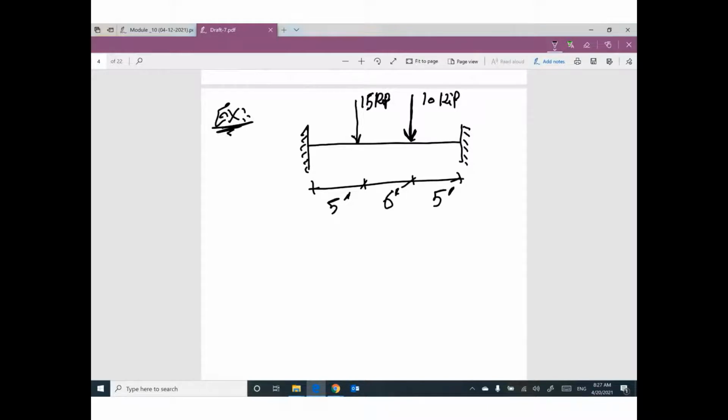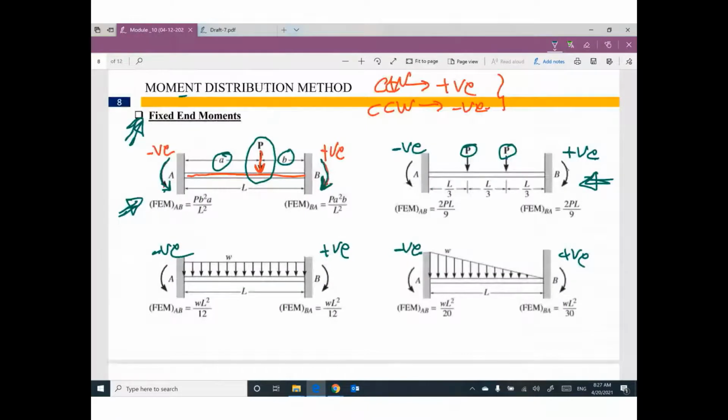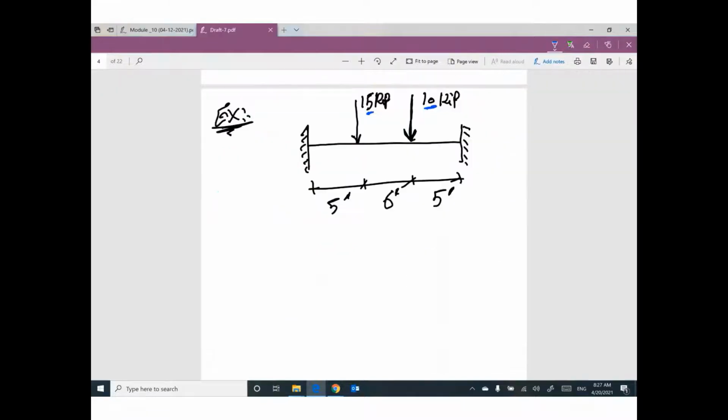You are going to say, what is the case right now? This one is 10, this one is 15. The only case with two concentrated loads, the two loads must be equal, and your distances must be equal, the three distances, 1/3, 1/3, 1/3. But the case right now, we have two different concentrated loads and your distances are not the same. How can I solve this issue? Okay. This issue can be solved by superposition.